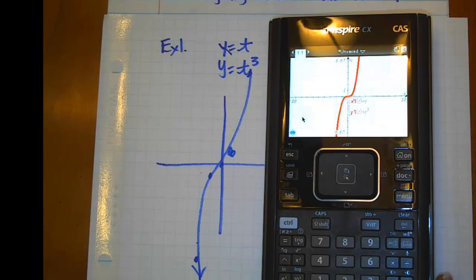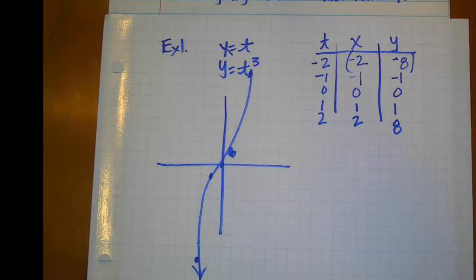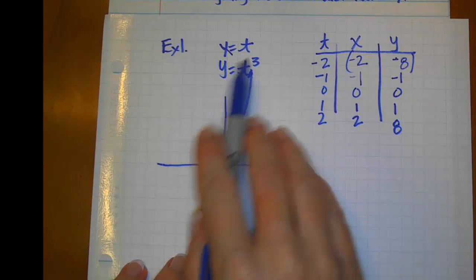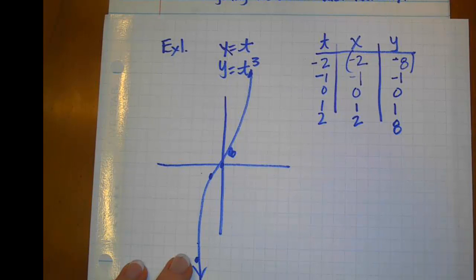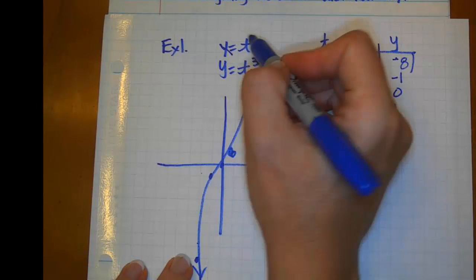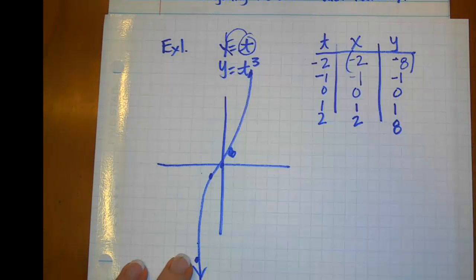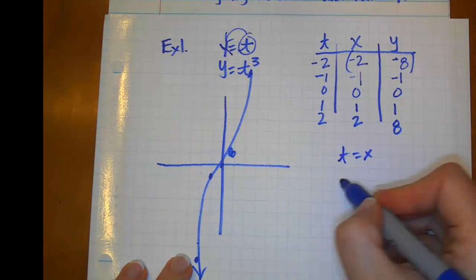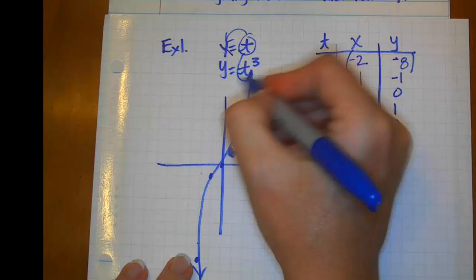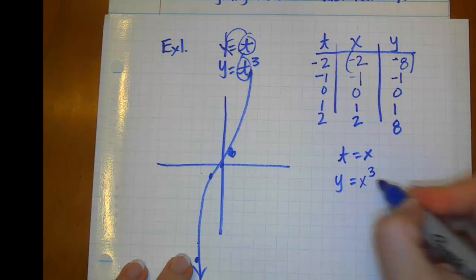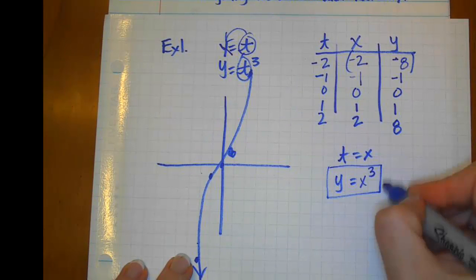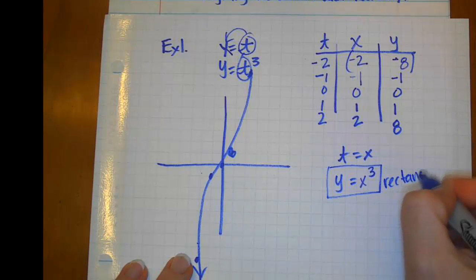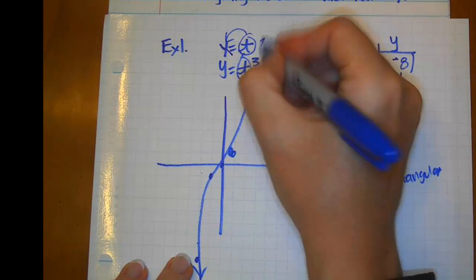Now, for our last step, let's eliminate the parameter. So we want to take this and rewrite it as a rectangular equation. Well, I already have solved for t. T is already by itself, it's x. So now that I know that t is equal to x, I can substitute it in for this t, and I get y equals x cubed. So here is the rectangular equation, and here was its corresponding parametric.